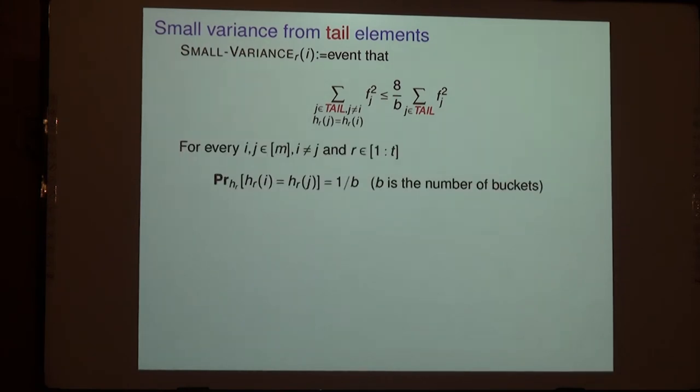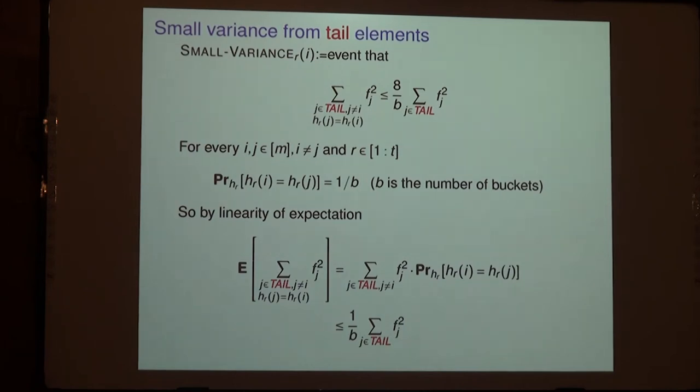The fact that this event happens with probability at least 1 minus 1 over 8 follows simply from Markov. Let's see why this is true. For every i and j that are distinct, the probability that they collide in a bucket, if h is pairwise independent, is 1 over b. And if it's universal, it's at most 1 over b.